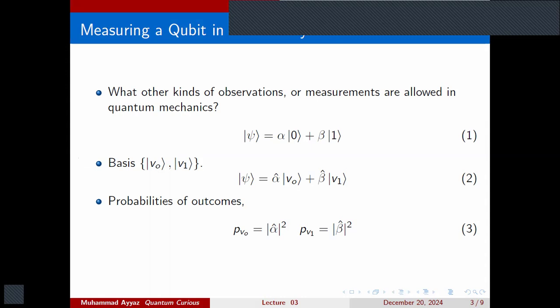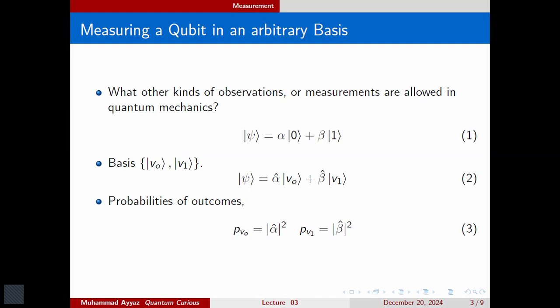So moving on to the concept of measuring a qubit in an arbitrary basis. We have discussed the case of measuring the qubit in the computational or standard basis. In upcoming slides, with the help of an example, we will show how we can measure the qubit in any arbitrary basis, that could be the standard basis, any kind of diagonal basis, or any basis that we want.